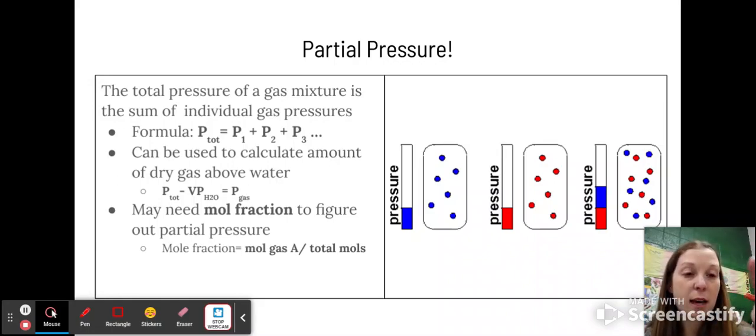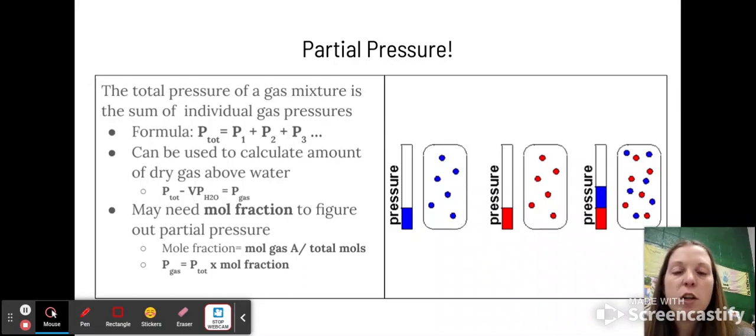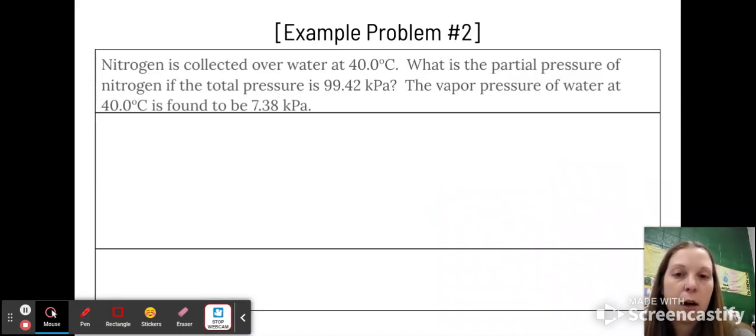So if you have gas A, gas B, gas C, you would add all their moles up to get the total at the bottom. But you would take just the moles of A and divide it by that total moles, or just the moles of B and divide it by that total moles. Okay. And once you get the mole fractions that you need, you're going to multiply them by the P total, and that will give you the partial pressure of that specific gas. And I'll help you set those up in a minute. So let's look at this example.